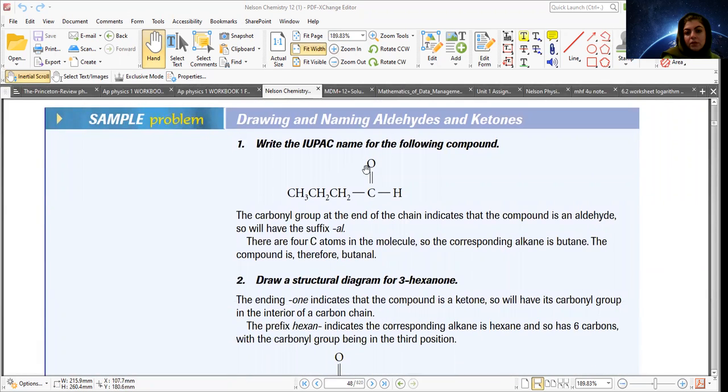So again, here it's going to be an aldehyde because the double bond with oxygen is at an end carbon. 1, 2, 3, 4 is butanal. So here is naming.